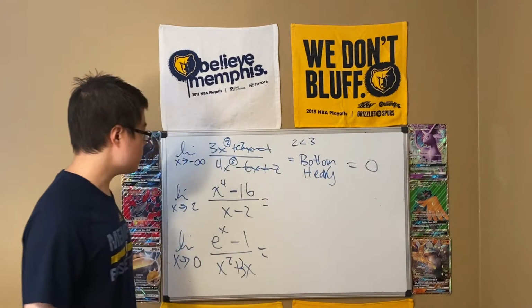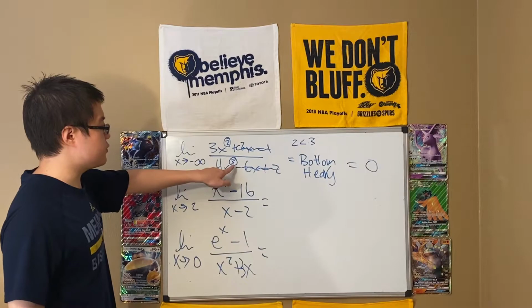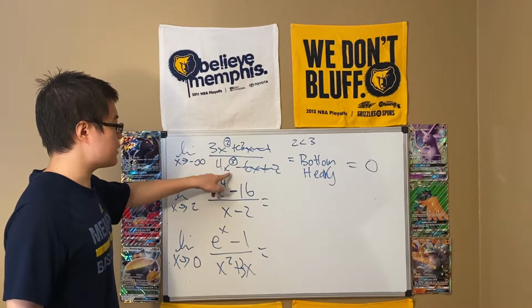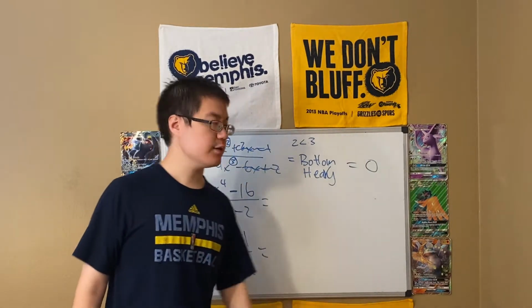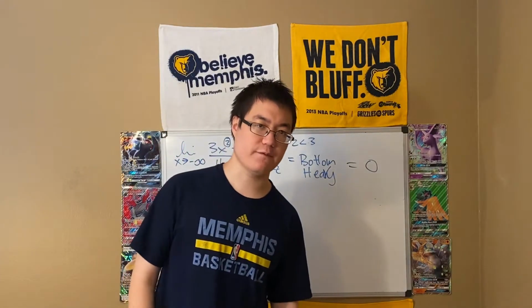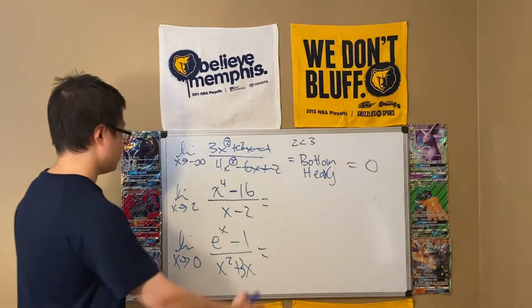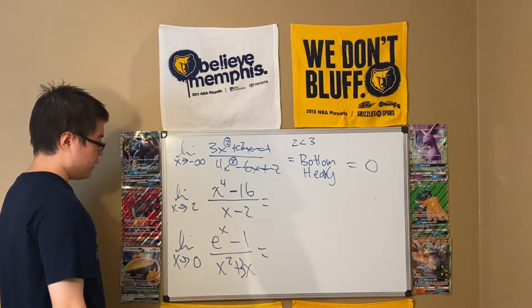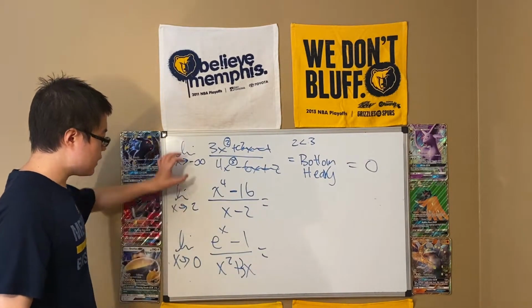So we're good to go. Just keep in mind, if this was an x squared, so it'd be 4x squared, then it'd become same heavy, and the answer would be 3/4, because in same heavy, you do the ratio of the leading coefficients. So that's that.